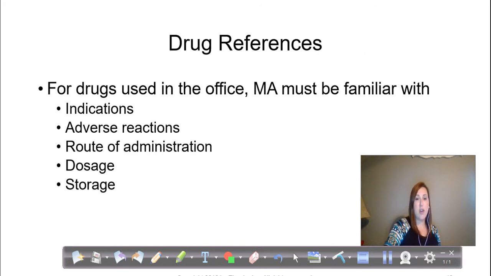For drugs that are used in the office, the medical assistant must be familiar with indications. So why are we giving it? Adverse reactions. The route of administration, so how are you going to give that drug? The dosage that you give, how many milligrams, for example, and then how to store it. So it's important to know these things so that you can safely take care of your patient in the office and watch for anything abnormal and just make sure that you're being safe with your medications.